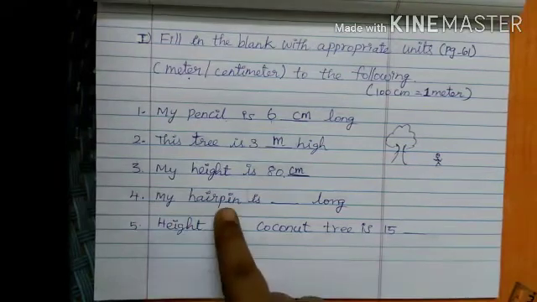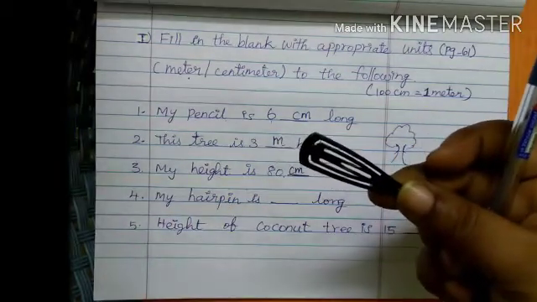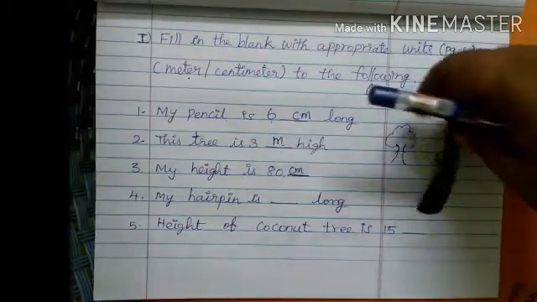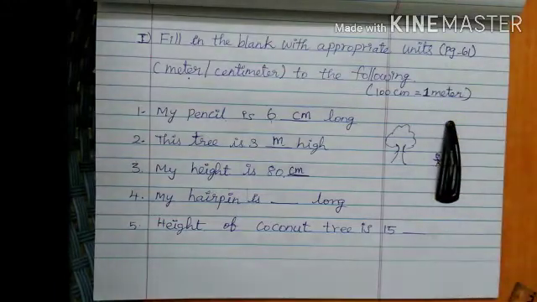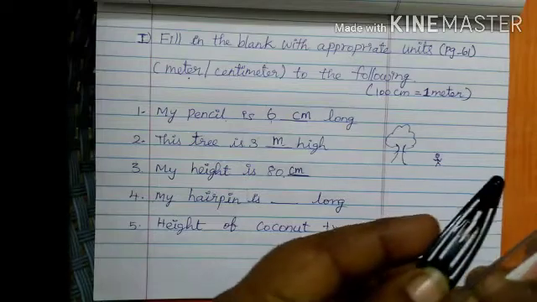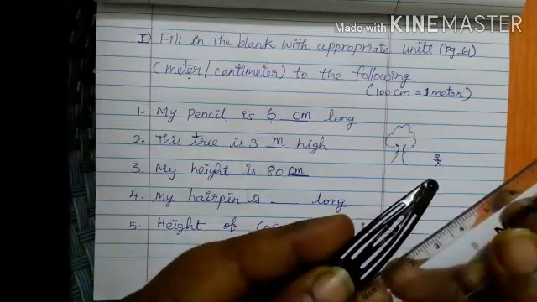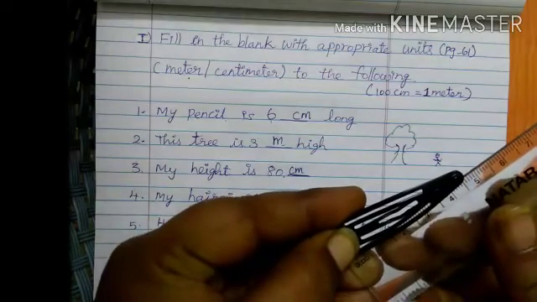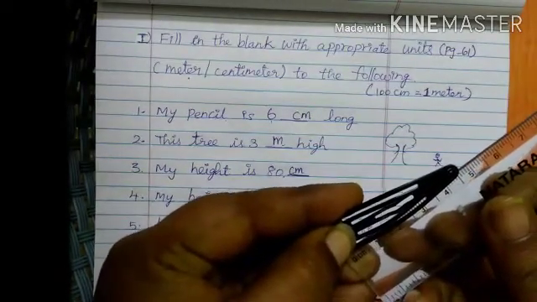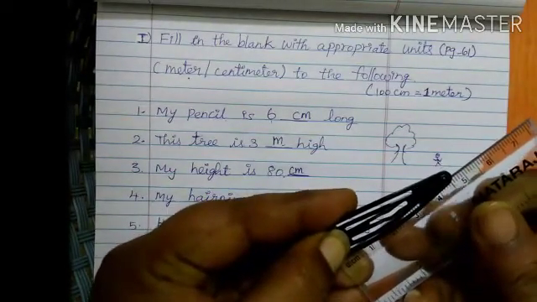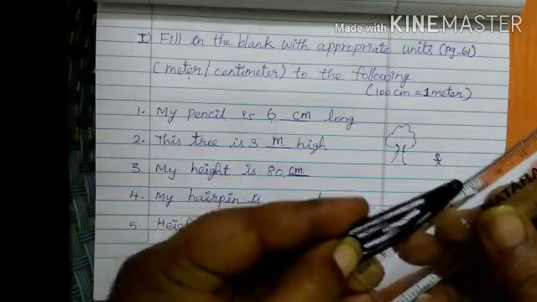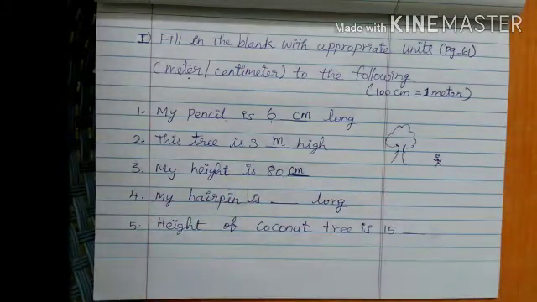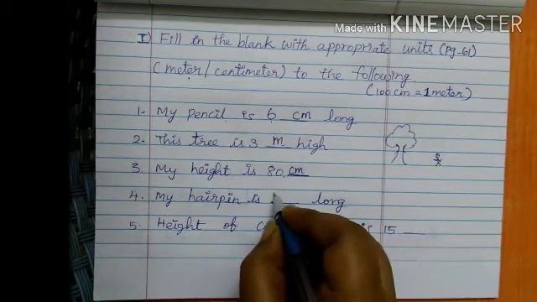Fourth one, hairpin. This is the hairpin. Is this hairpin smaller or bigger? The hairpin is smaller only. So first you keep 0, then measure the length here. 4, after 1, 2, 3, 4, 5 after 1. So 4.6 centimeter.